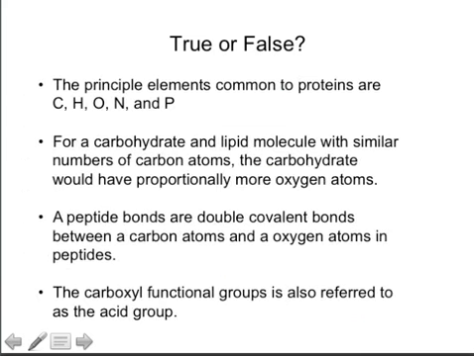Next question. The principal elements common to proteins are carbon, hydrogen, oxygen, nitrogen, and phosphorus. The answer to that is false. The reason for that is phosphorus is not common to proteins as synthesized. Okay. Next question. For a carb and a lipid with similar numbers of carbon atoms, the carb would have proportionally more oxygen. The answer to that is true. That's why carbs dissolve easily in water and lipids do not, because they have a lot more oxygen in them.